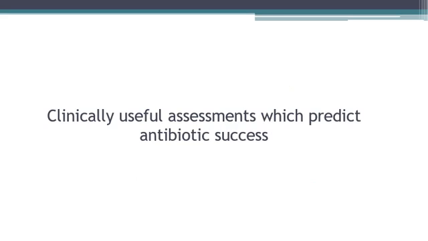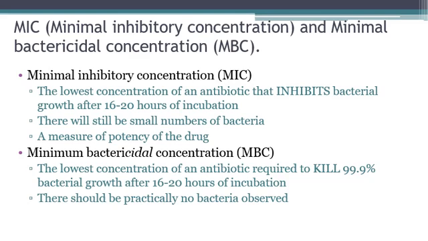There are some clinically useful assessments that can predict whether or not a given antibiotic will be successful in a patient. One of those is the MIC, or the minimum inhibitory concentration. The MIC is the lowest concentration of an antibiotic that inhibits bacterial growth within 16 to 20 hours of incubation. There will still be small numbers of bacteria, and basically the MIC is a measure of the potency of the drug.